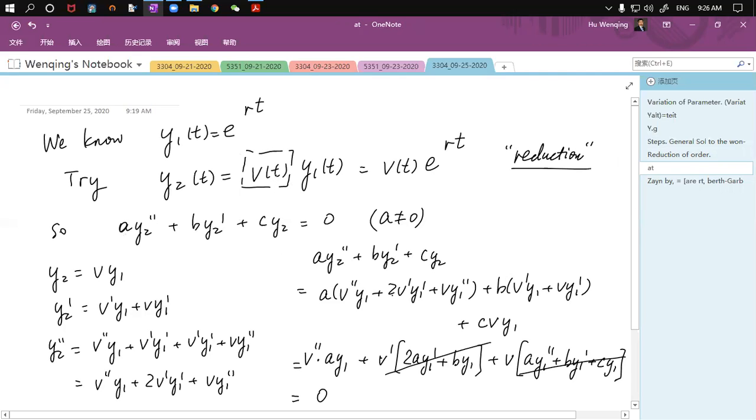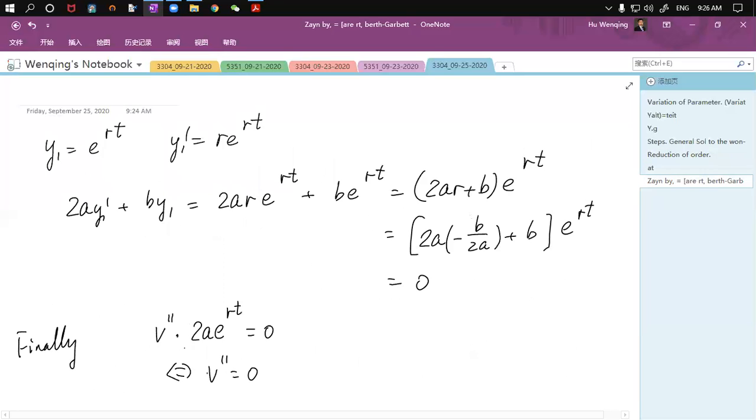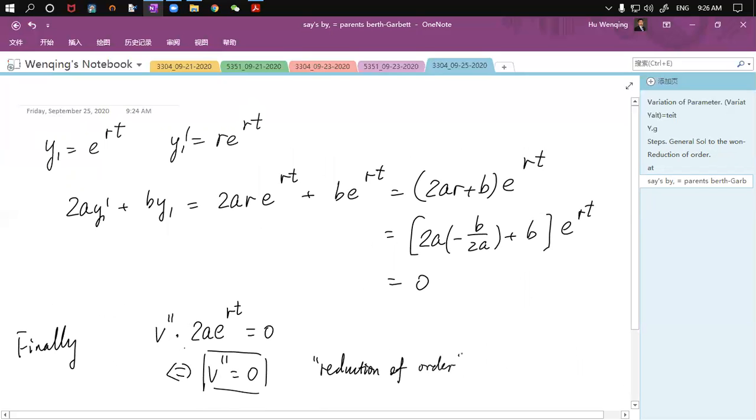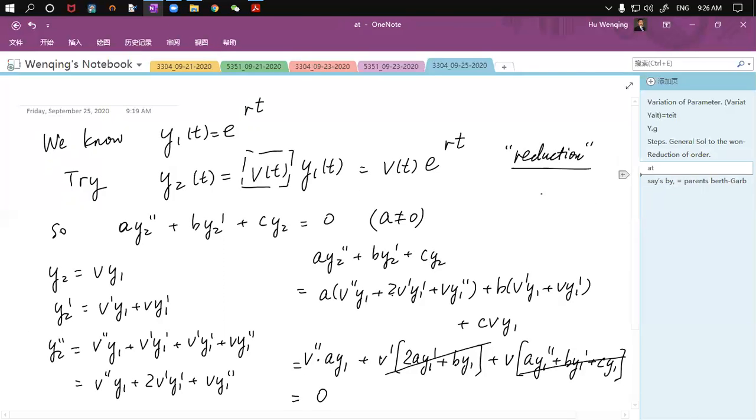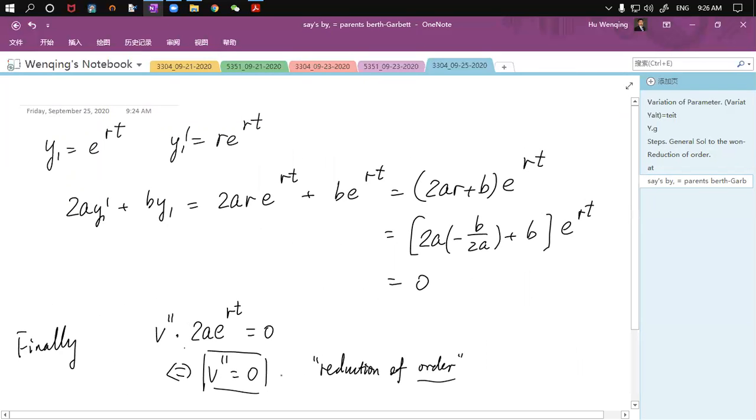But after you say that the second solution differs from the first solution only by a function multiple v of t, then the v of t only satisfies a much simpler equation. The equation for v of t is much simpler than the equation for y2. So that's why we call it reduction of order, right? This order is not the order of the differential equation, but the order of complexity. It reduces the complexity from a very complicated equation to a much simpler equation. Is that good, family? Okay, so that's why this is called reduction of order.